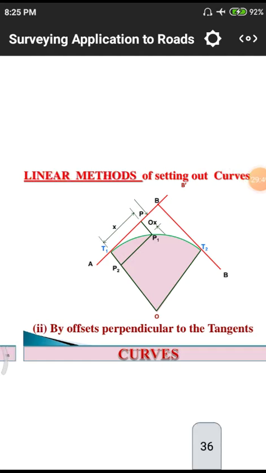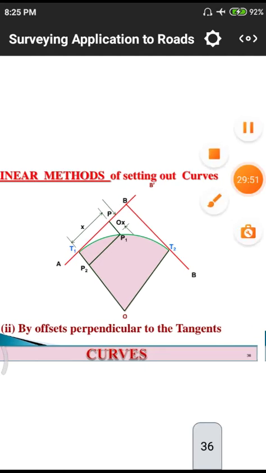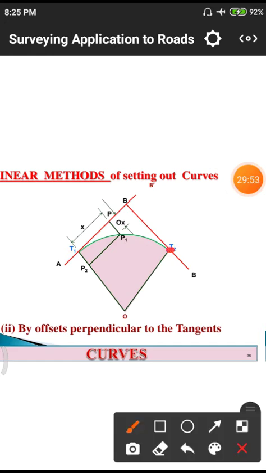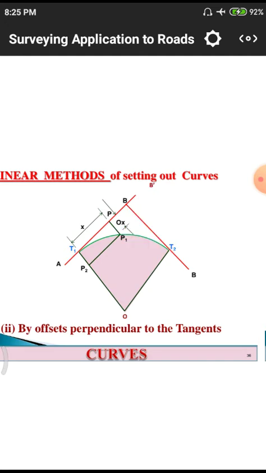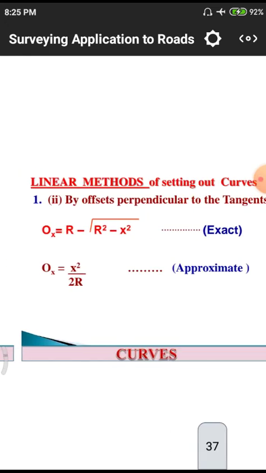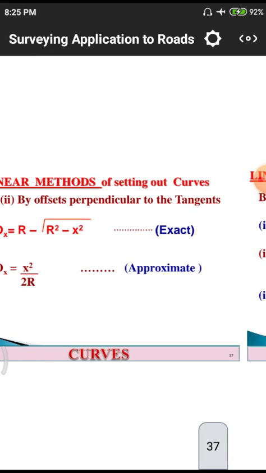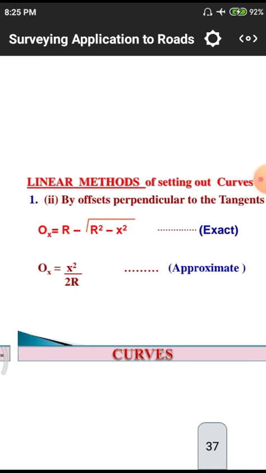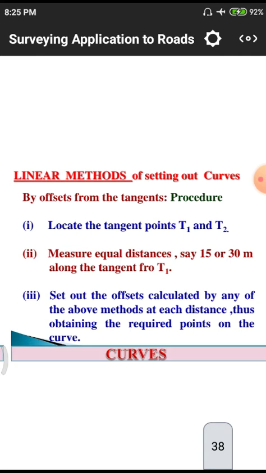From this point, you have to take some particular quantity so that it will give a particular point. After that, likewise x and x and x, and you need to combine all those points. This is the offset principle. The offset Ox equals x square by 2r. Normally we are using this formula.